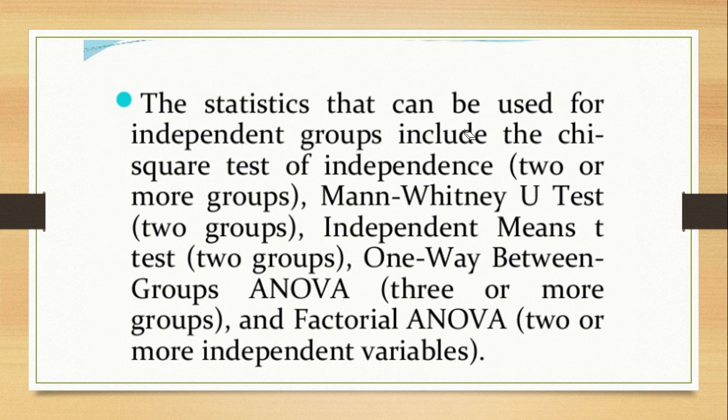The statistics that can be used for independent groups include chi-square test of independence, two or more groups. Mann-Whitney U test for two groups, independent t-test, two groups, one-way between groups ANOVA, three or more groups, and factorial ANOVA for two or more independent variables.